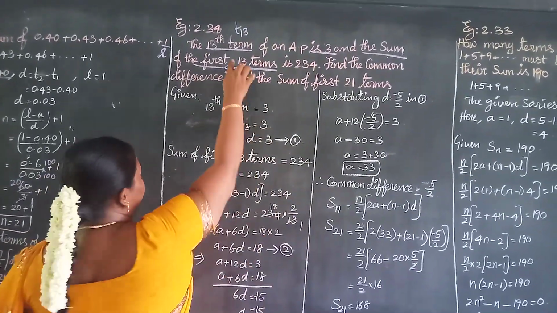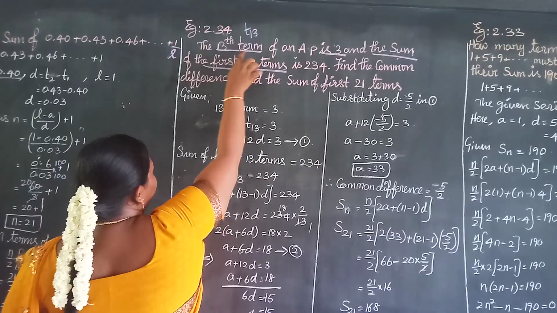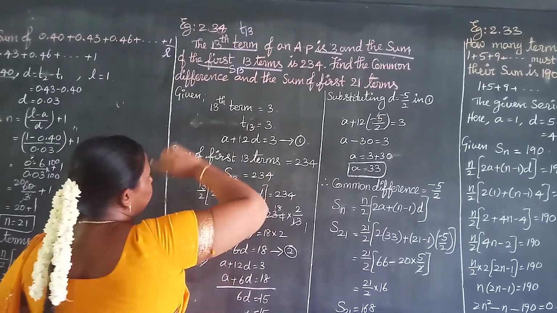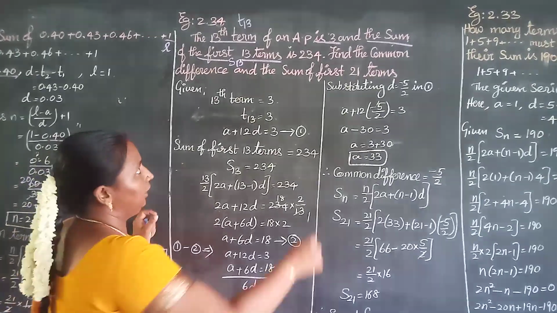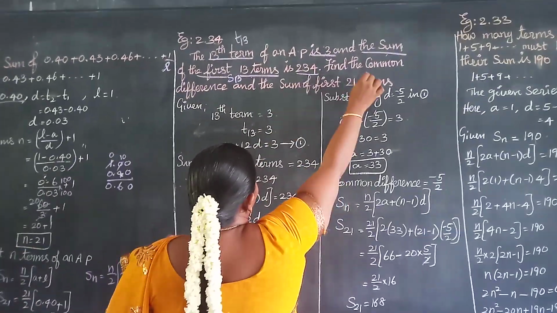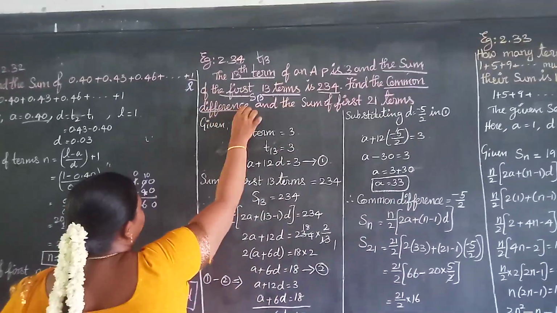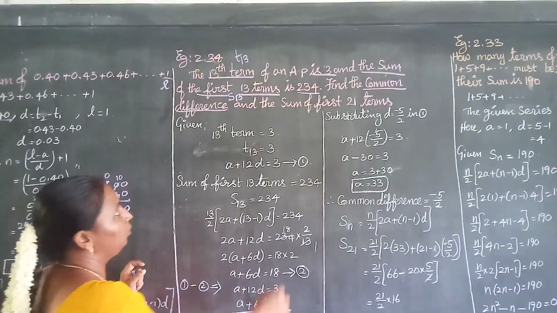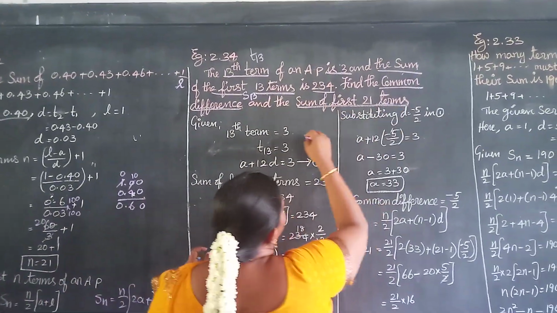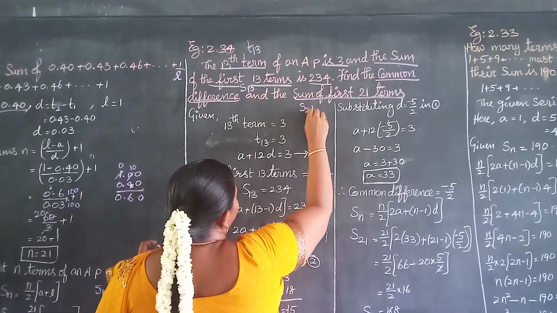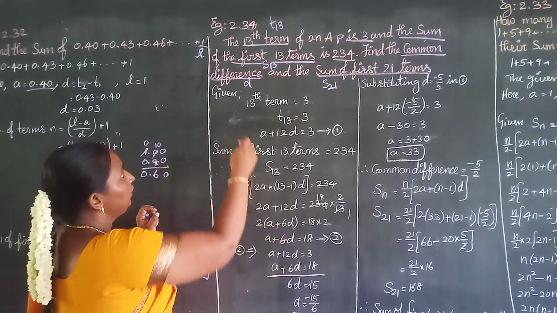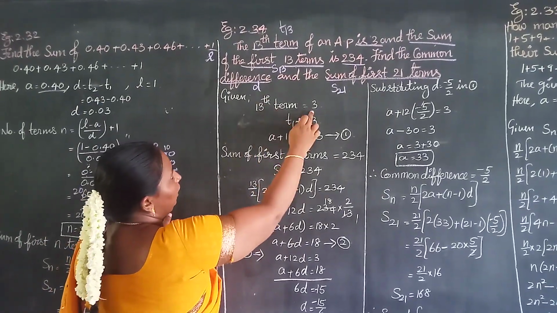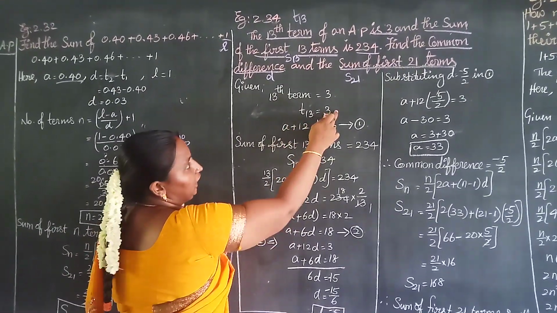Okay, so see the difference between these two. They gave the 13th term, that is T13. Sum of first 13 terms, that is S13. So they gave 234. Find the common difference. Common difference means you are going to find the D value, and the sum of first 21 terms, that is S21, we are going to find. Okay, understand this? So write the given 13th term equal to 3, that is T13 equal to 3.